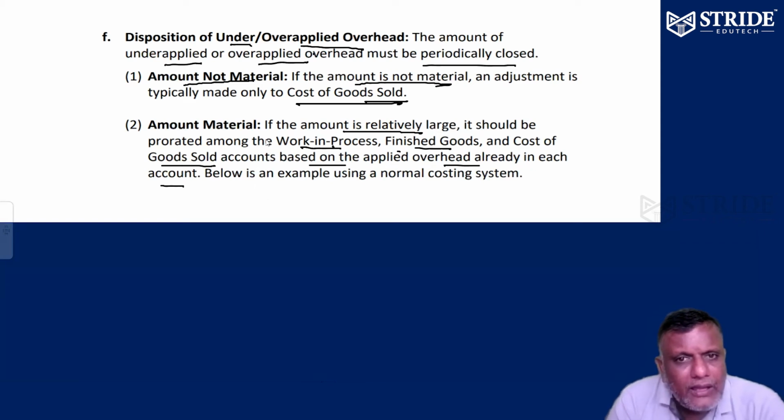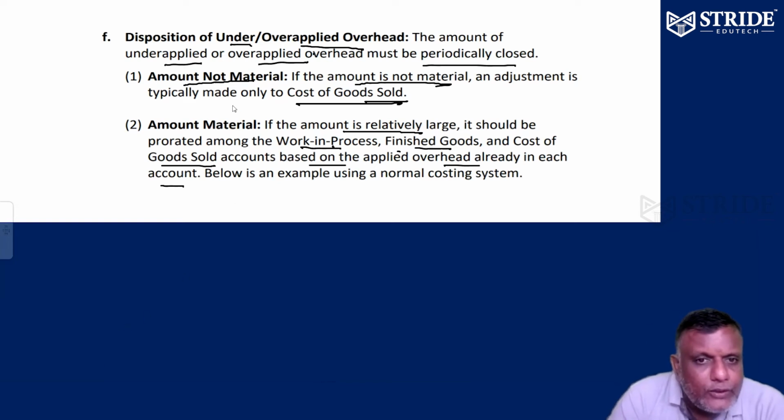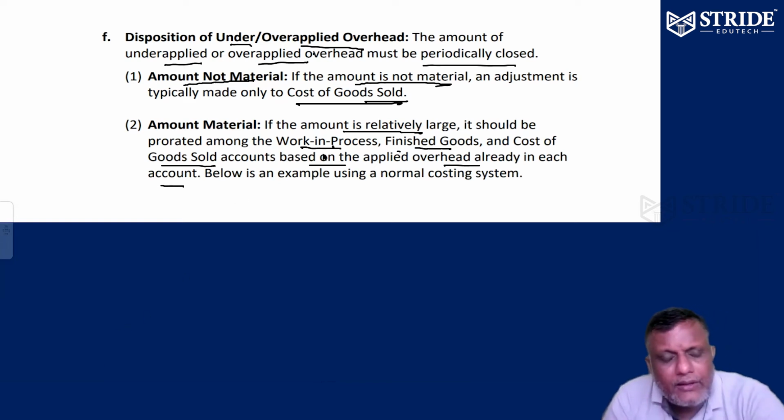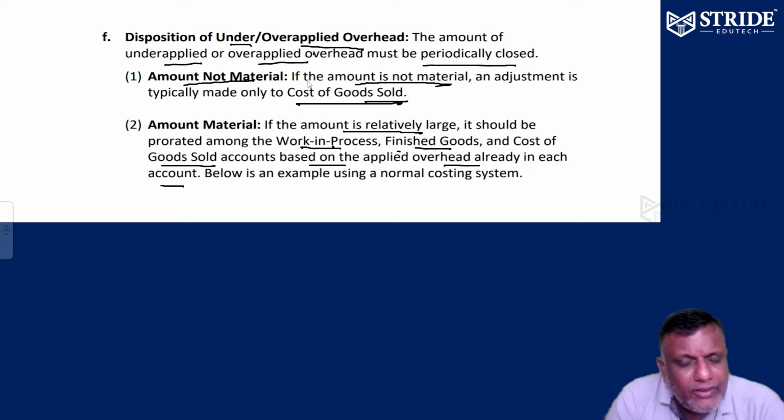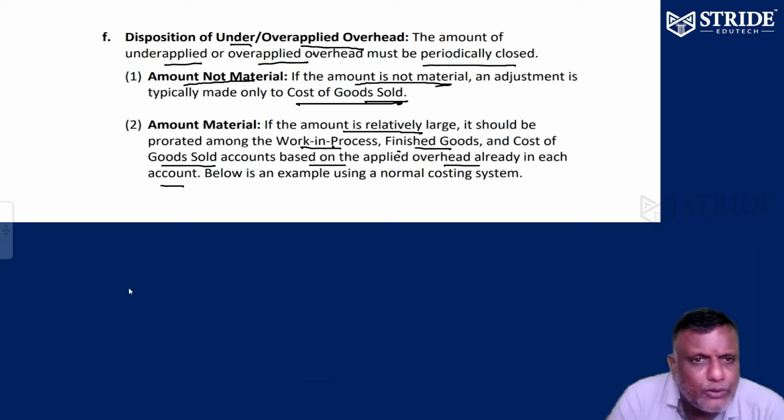I'll tell you an example of how under absorption and over absorption are accounted. Huge amount: allocate the under or over absorption to work in progress, finished goods and cost of goods sold. If the amount is not material, a small amount, the entire amount is charged to COGS.